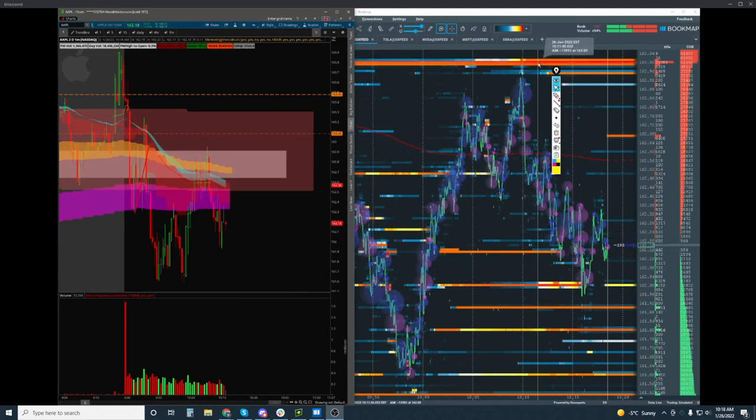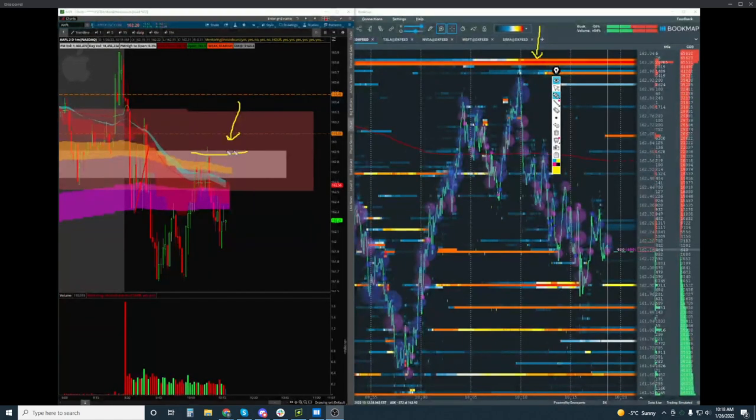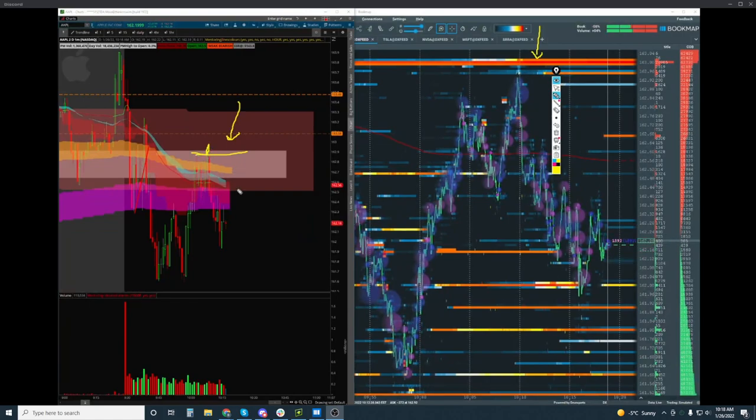Also above, we have a huge amount of resistance. So this is a nice supply zone. This over here, which is this level over here, 163. So over here, you can really look to trade the fake breakout, okay? Because this is the high. Fake breakout right away, boom, down. And then you're looking for the next target down here, right?